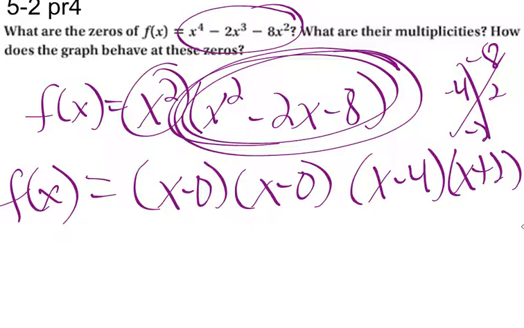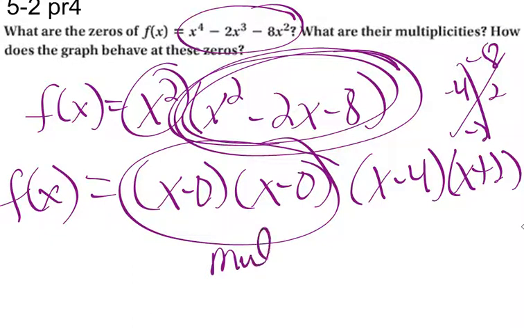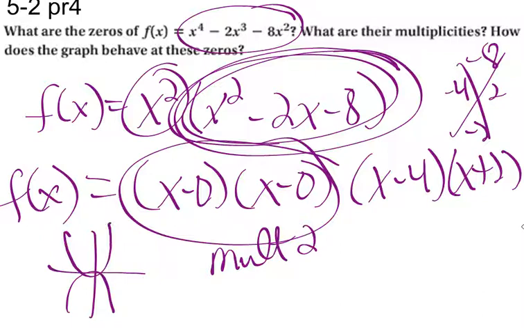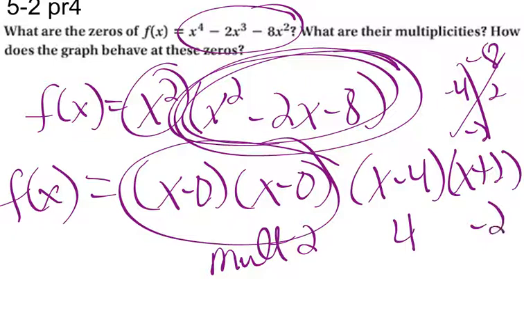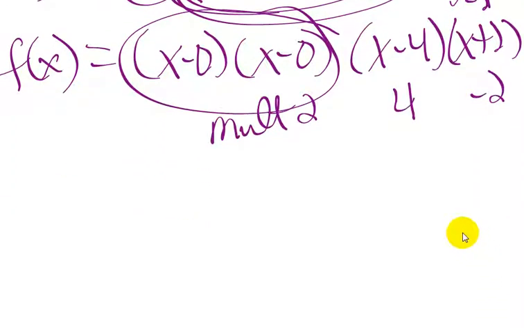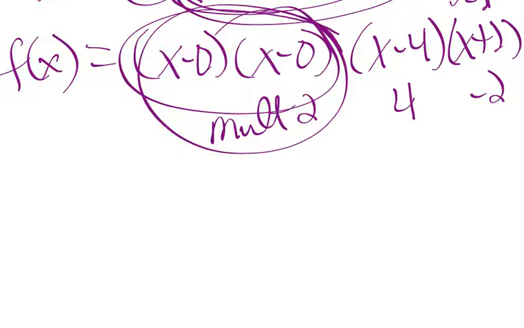All right, now we've got these. Now what are our multiplicities? Well, at x minus 0, we've got a multiplicity of 2. So at the origin, we're going to have some type of parabola, right? Because it is a square. And here our zeros are going to be 4 and -2. So we've got a multiplicity of 2 at x minus 0.